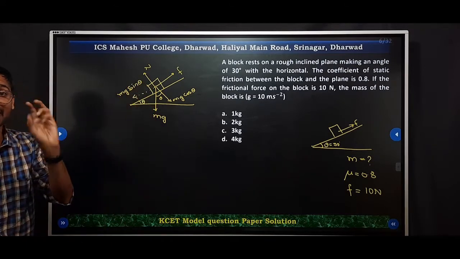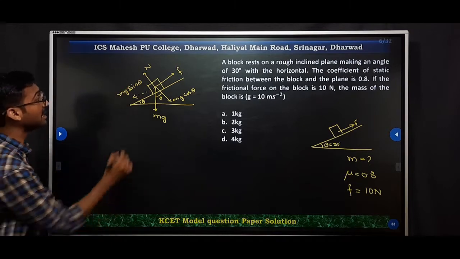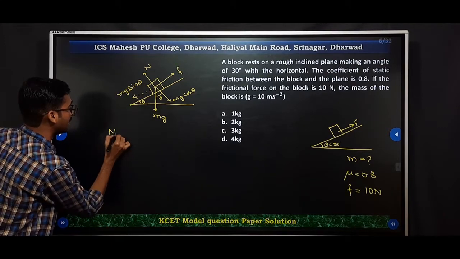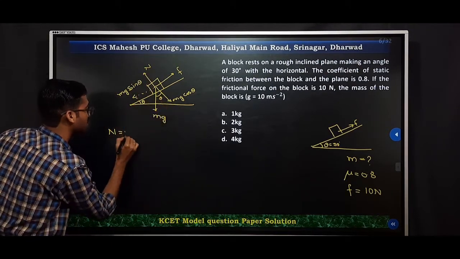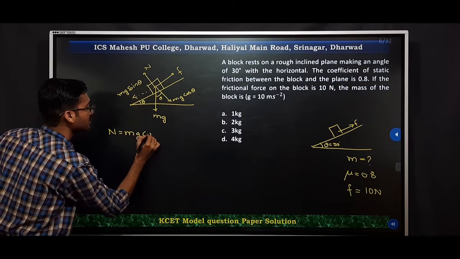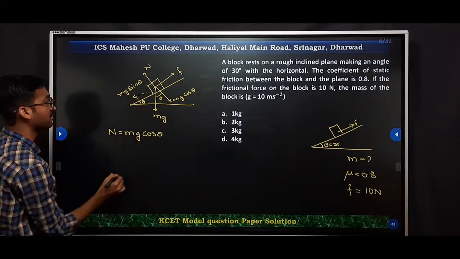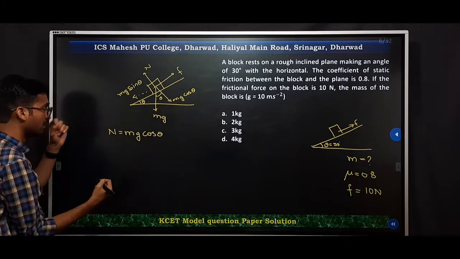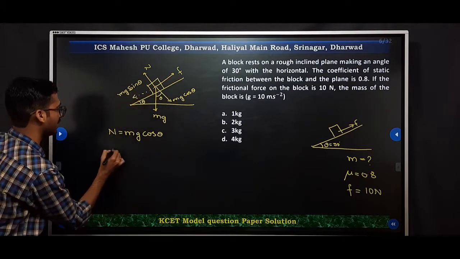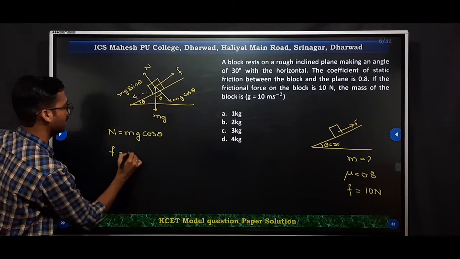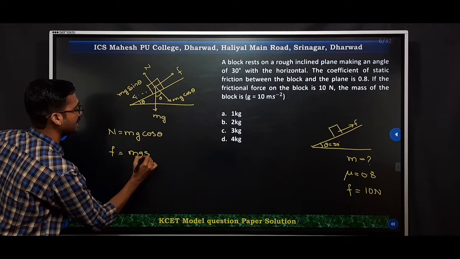Therefore, we are provided with two equations from the given diagram that can be written as N equivalent to mg cos theta. Okay, this is one equation we are having from this diagram. Similarly, small f is equivalent to mg sin theta.